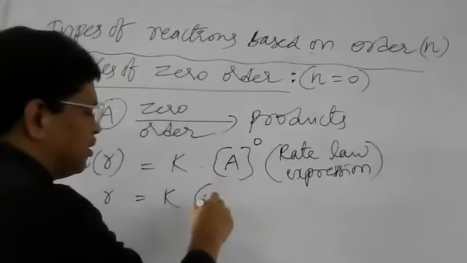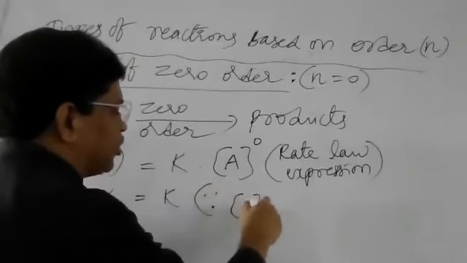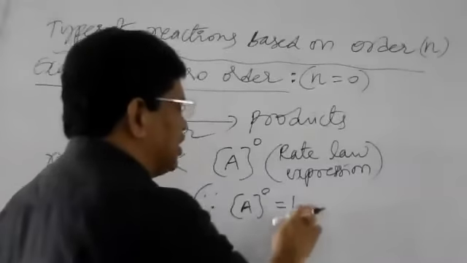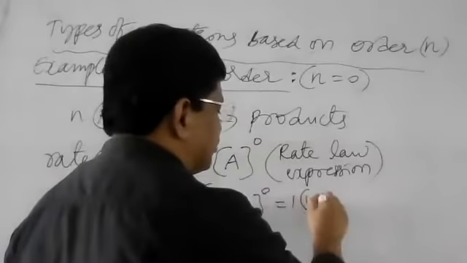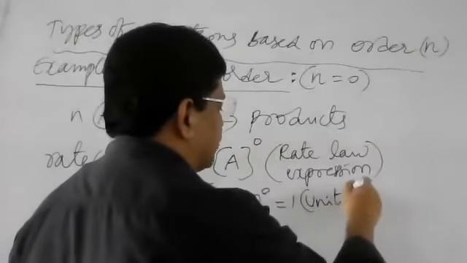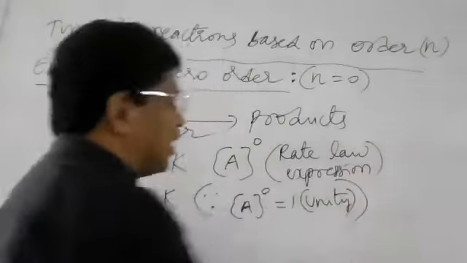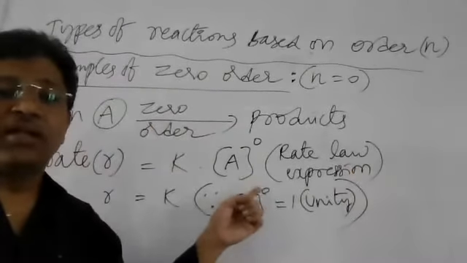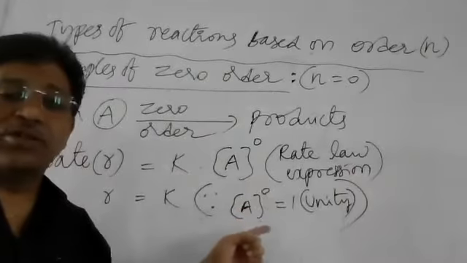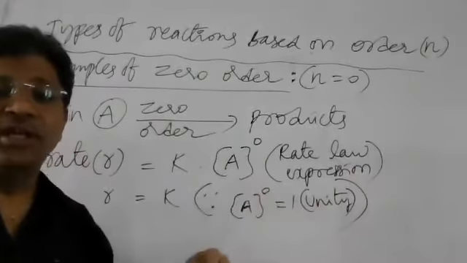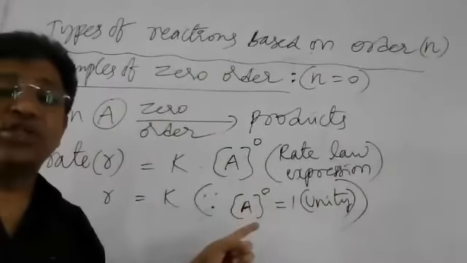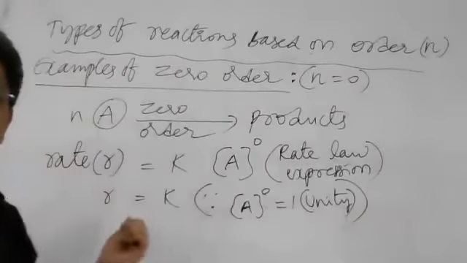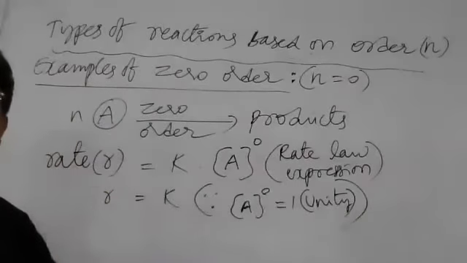Since concentration of A to the power of 0 is equal to 1. 1 means what? Unity. As the concentration of reactant to the power of N, that is concentration of reactant to the power of 0, is equal to unity, in that condition, rate of reaction is equal to rate constant of reaction.